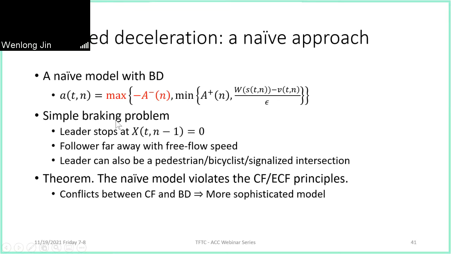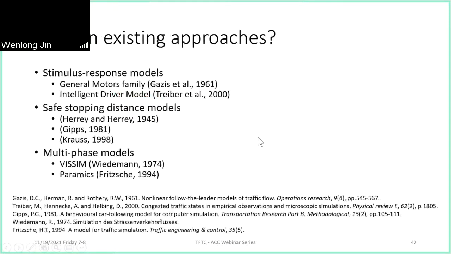This is not so simple. If we look at a simple braking problem, we can prove that this violates the collision-free condition. So basically, it shows that there's a conflict between boundary deceleration and collision-free. That is not surprising, right? If we can decelerate as fast as we can, then we can avoid a lot more collisions. But in reality, it's not the case. So how to do that?